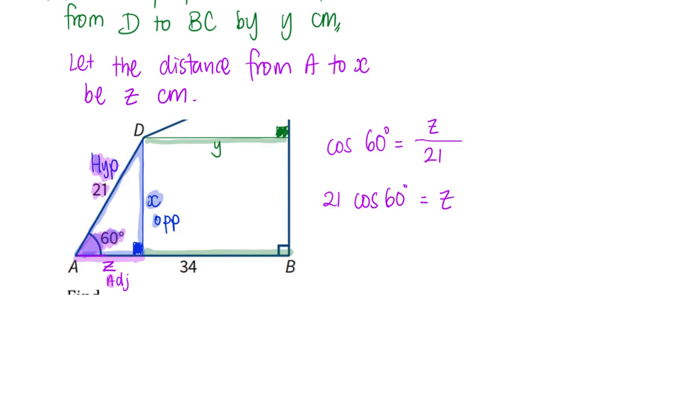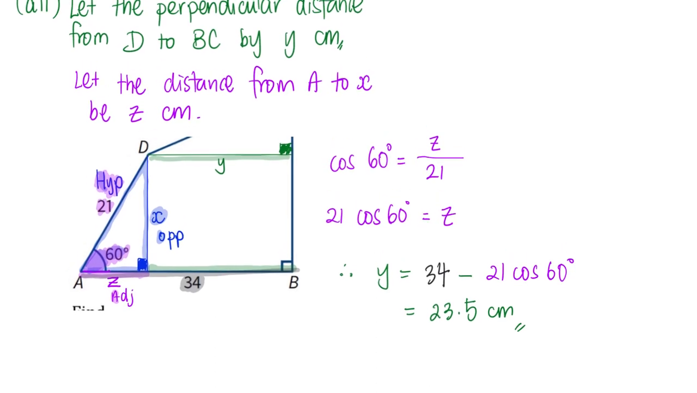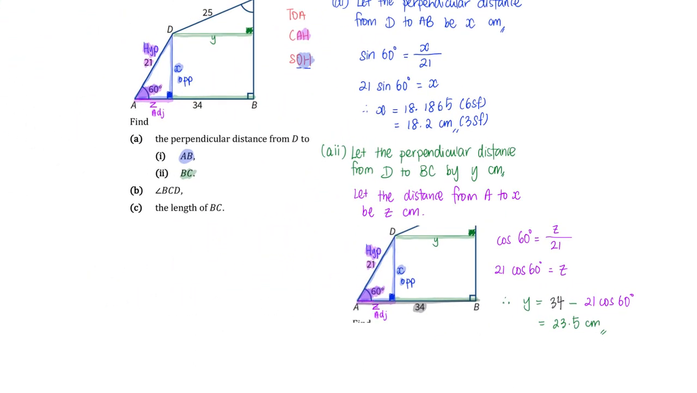And because this is part of the working, I will just leave it as it is. And to find my Y, therefore, my Y is simply 34, which is this whole length, minusing my Z. And when you press it into your calculator, you will get 23.5 cm, exact value. Alright. And let's move on to part B.